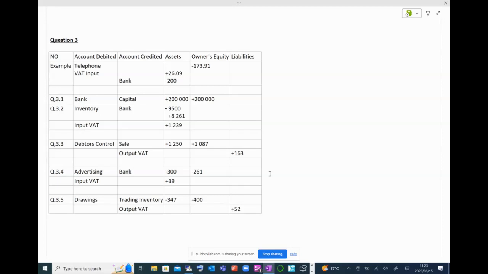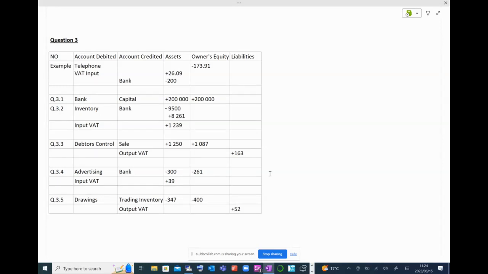So here they said ignore that. I also do not follow instructions. Owner contributes cash 200,000. So that's obviously going to affect your bank and your capital. Obviously, plus 200,000 for bank, because bank is an asset and it's increasing. Guys, make sure you get the pluses and the minuses correct. And then owner's equity is obviously affected by the capital. No rocket science there.